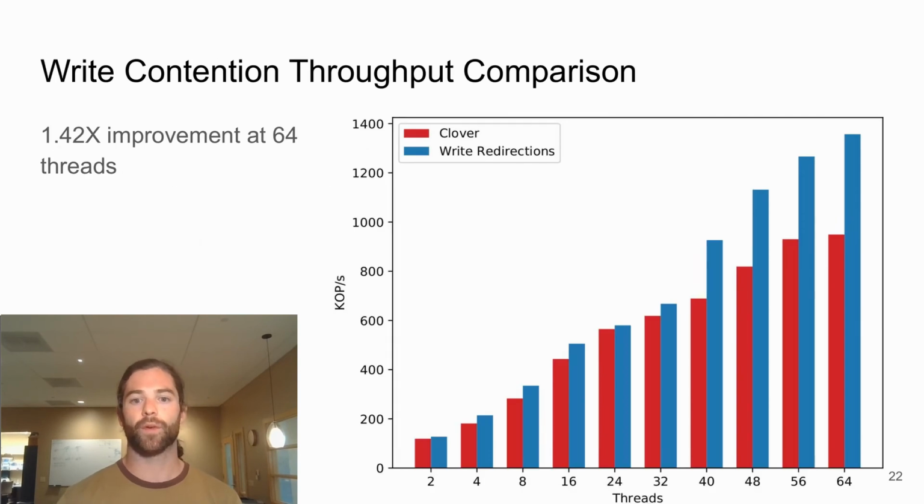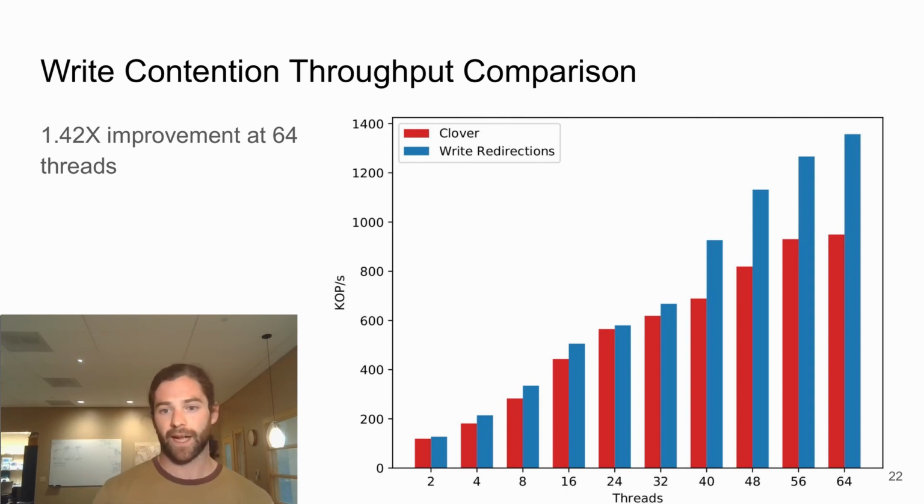Okay, and so what you can see here is a comparison between Clover, which is in red, which is our baseline, and write redirections, which is our algorithm, in blue. On the vertical axis, you see the thousands of operations per second which are committed, and along the x-axis is the number of threads participating in this individual run. And what you can see is that at 2 threads, there's a small amount of contention, and we come out ahead there by a small margin.